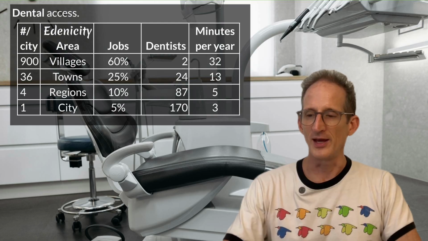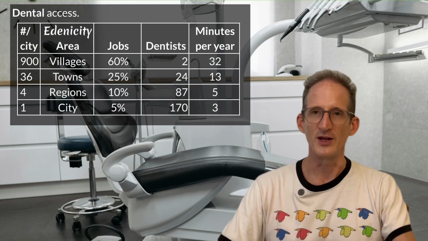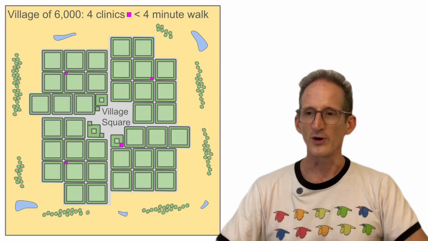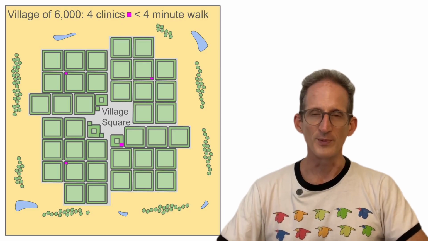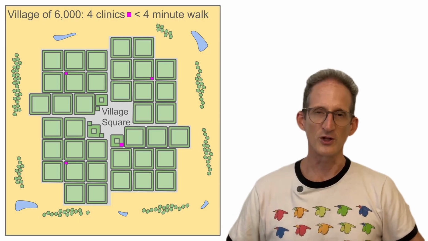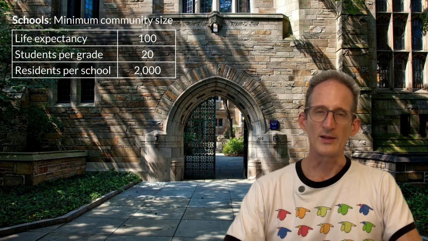And bear in mind that Cuba has 3 times this number of dentists. So translating that to Edenicity, I would break this up into 4 clinics, each about a 4-minute walk from anywhere in the village. And then the hospitals would be distributed within the town, regional, and city centers, respectively. All right, let's look at schools.